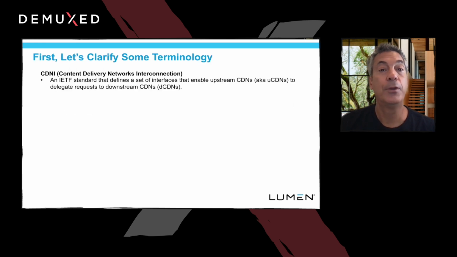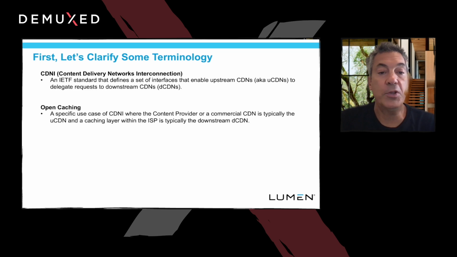So, clarifying some terminology, all of this stuff is built on top of CDNI. That's an IETF standard that defines interfaces for how upstream CDNs can delegate requests to downstream CDNs. Open caching is a specific use case, really, of CDNI, where the upstream CDN may be a commercial CDN or a content provider, and the downstream CDN is an ISP.